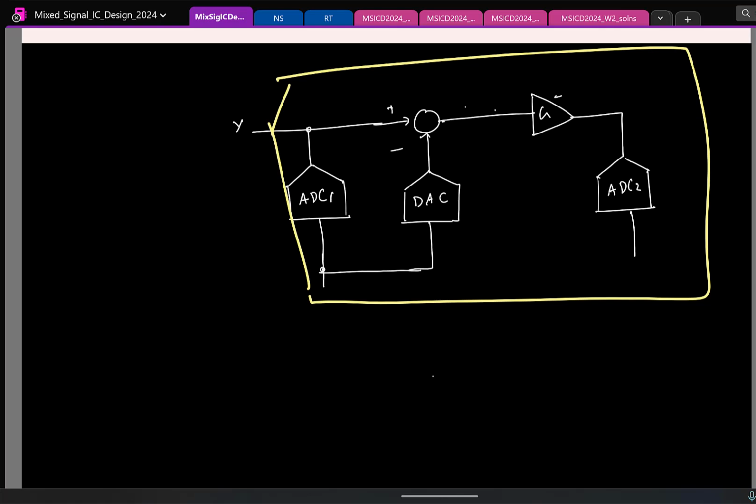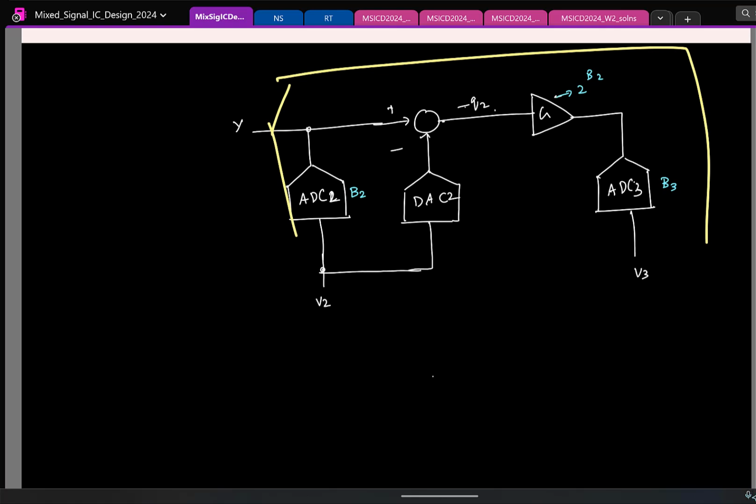So let's say this is Y, and this is ADC2, DAC2, ADC3. So this will give you minus Q2. Let us say this has B2 bits of resolution, and this has B3 bits of resolution. What is the gain you choose here? 2 to the power B2. Fine. Let me erase it and make some space. Let us say this is V2 and V3. So the effective output of this ADC is V2 plus V3 by, let's say, G2.